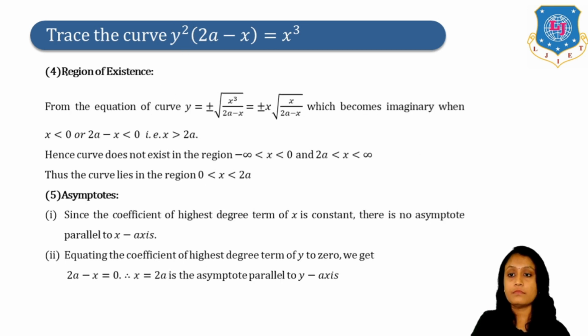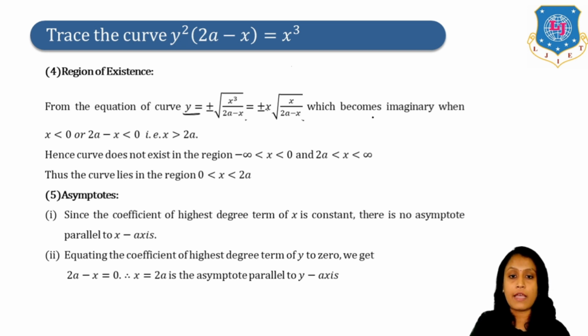Now we'll find the region of existence. From the equation we are making y the subject. So y will be plus or minus under root x cube upon 2a minus x. Now this x cube we can write as x square into x, and that x we can bring outside, so this is plus or minus x under root x upon 2a minus x. Now we have to find for which value of x this y becomes imaginary.